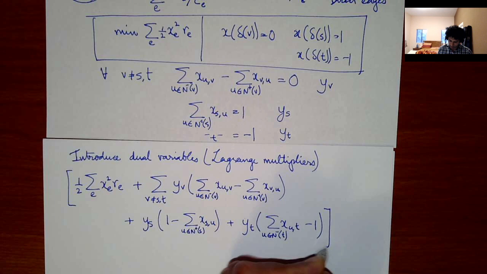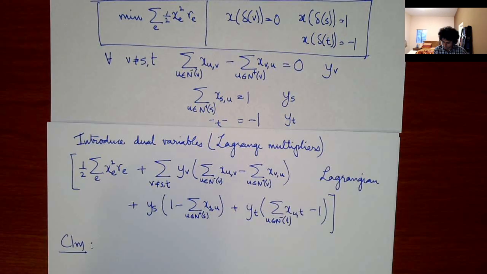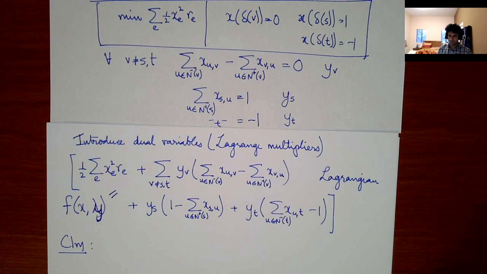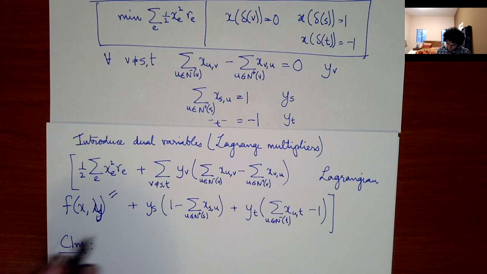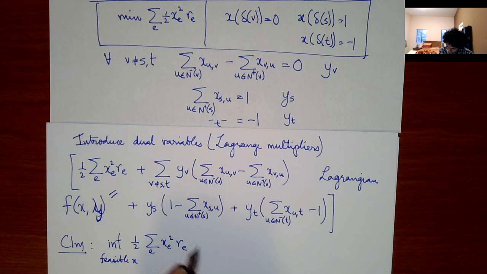What is nice about the Lagrangian is that I'm going to refer to this entire function as f of x, y. So what we wanted, what you can show, is that, technically using infimum and supremum because these are continuous, what we wanted was the infimum over feasible x of this quantity. It turns out this is equal to the infimum over all x, so it's unconstrained, of the supremum over y of f of x, y.